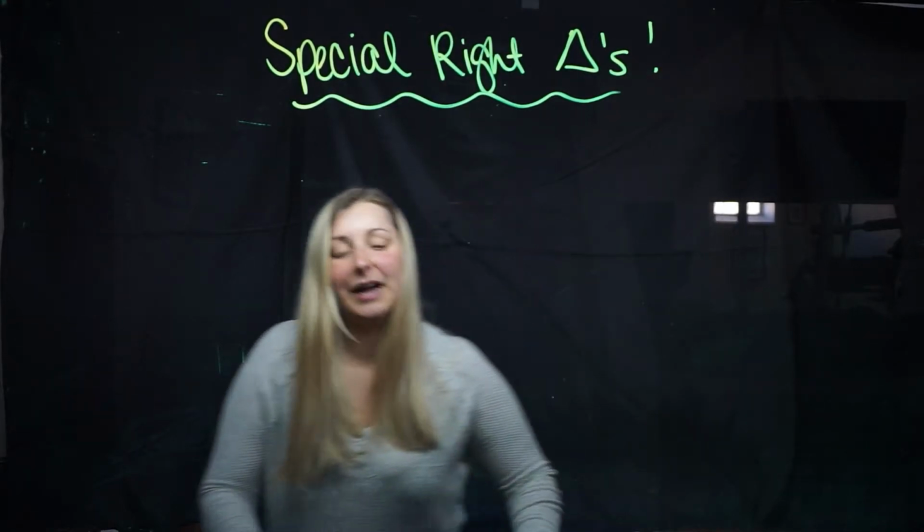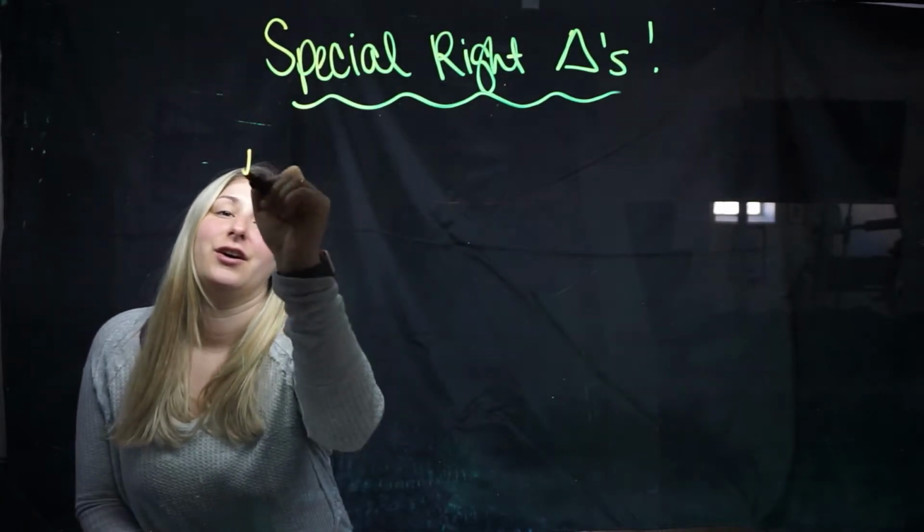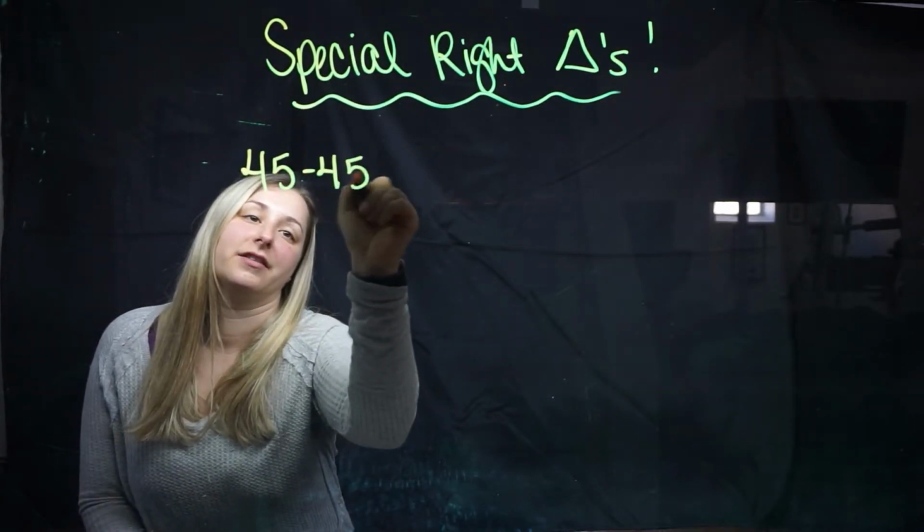So today we're going to be talking about our special right triangles. There are two different types, and the first one we're going to be talking about is our 45, 45, 90 triangle. So 45, 45, 90.